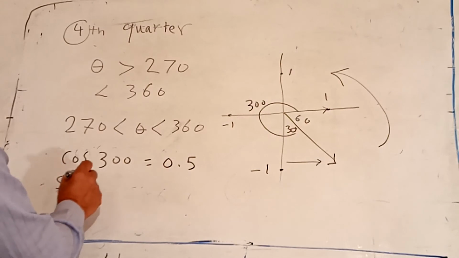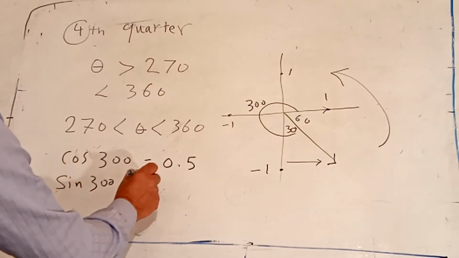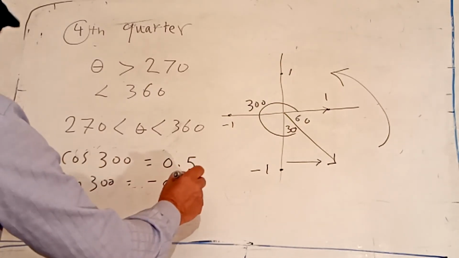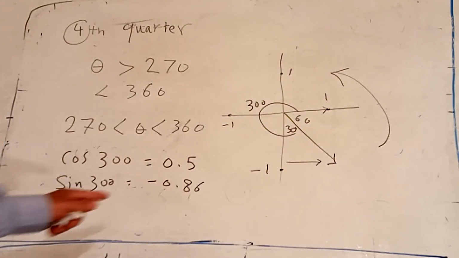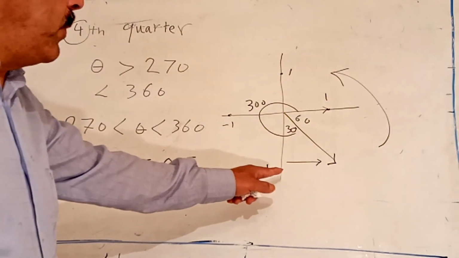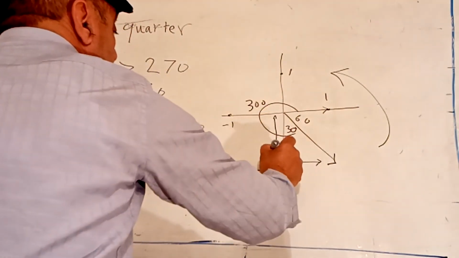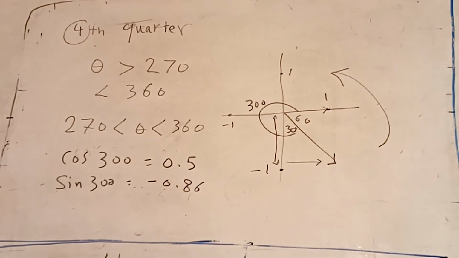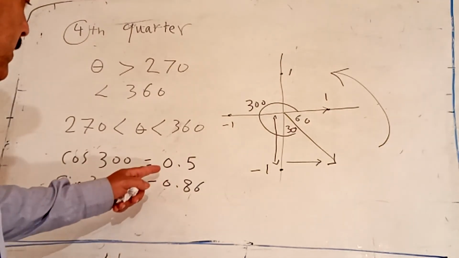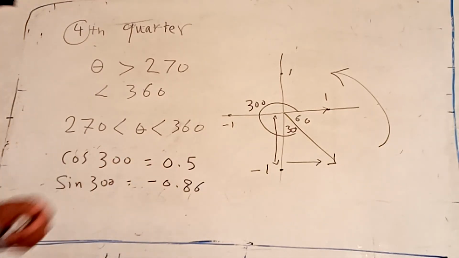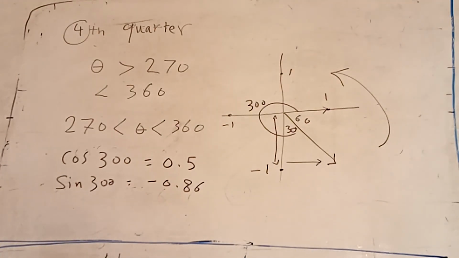Sine 300 equals minus 0.86. Yes, we got the negative sign. We agree with you, because this is its sine here, which is in the negative direction. So the signs are right, positive and negative. Let's go into a little bit of detail, just a little, to explain it, okay? Let's talk about angle 30. Take a look now before I erase.